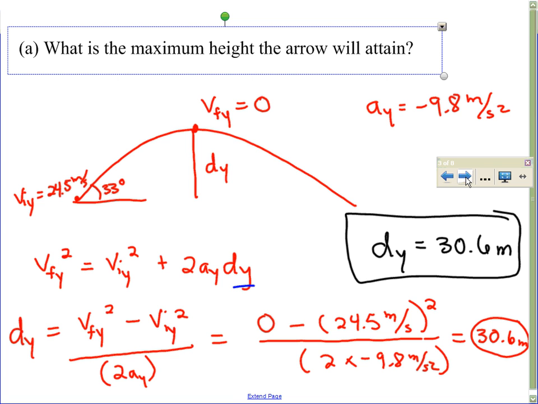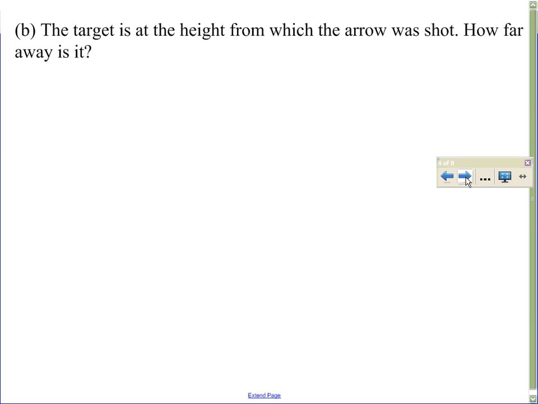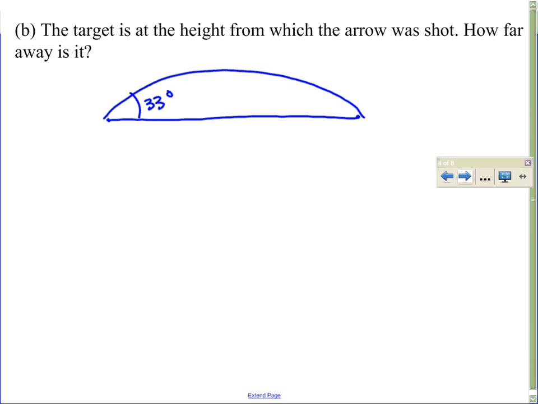The next question was, the target is at the height from which the arrow was shot. How far away is it? So we shot our arrow here. The target's at the same level. Remember, the angle was 33. And they gave us an initial velocity, which is tangent to the point where the arrow is shot, and that is 45 for this problem.